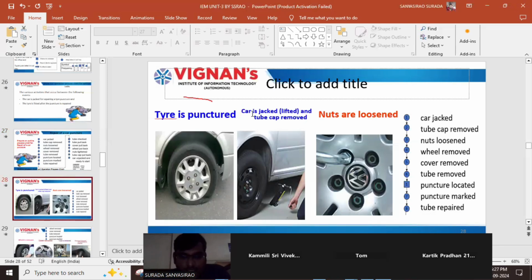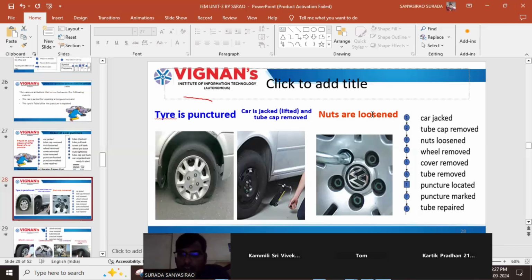Then car is jacked or lifted and tube cap removed. As you know, with the help of a jack, the car will be lifted and the tube cap will be removed. They will remove the cap. See, the first one is car jack. That is one operation. And the tube cap removed, that is also one more operation.